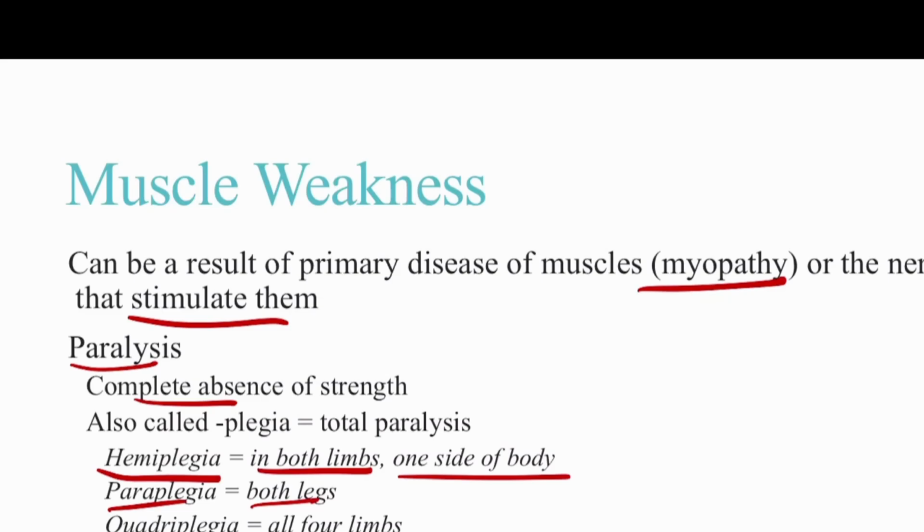Paresis is just less severe weakness. So someone's coming in with a transient ischemic attack, and they have weakness on one side of their body, but they can still do things, then you consider that paresis, hemiparesis. And that is what you would write in your notes, because they still have some strength, but they don't have full strength.